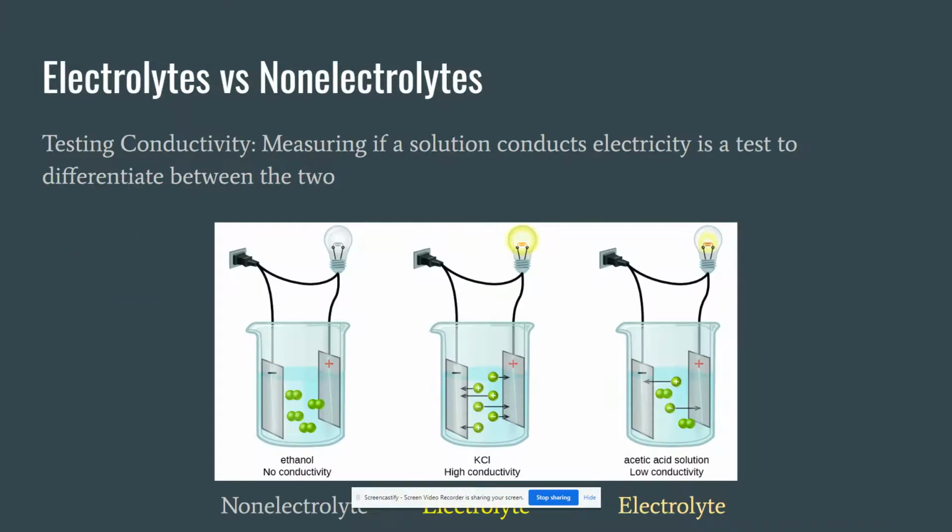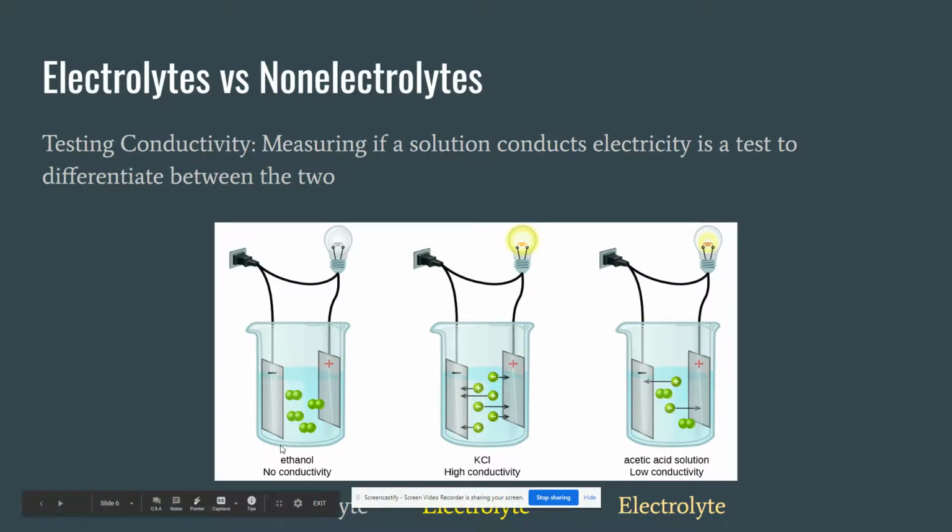If I want to test a solution to see if it's an electrolyte or a non-electrolyte, we do a conductivity test, and we simply set it up so that we have a light connected to a power source, but the light isn't fully completed in the circuit. We'll use two electrodes separated by some metal plates or something, and we can put them in water and observe if the light turns on.